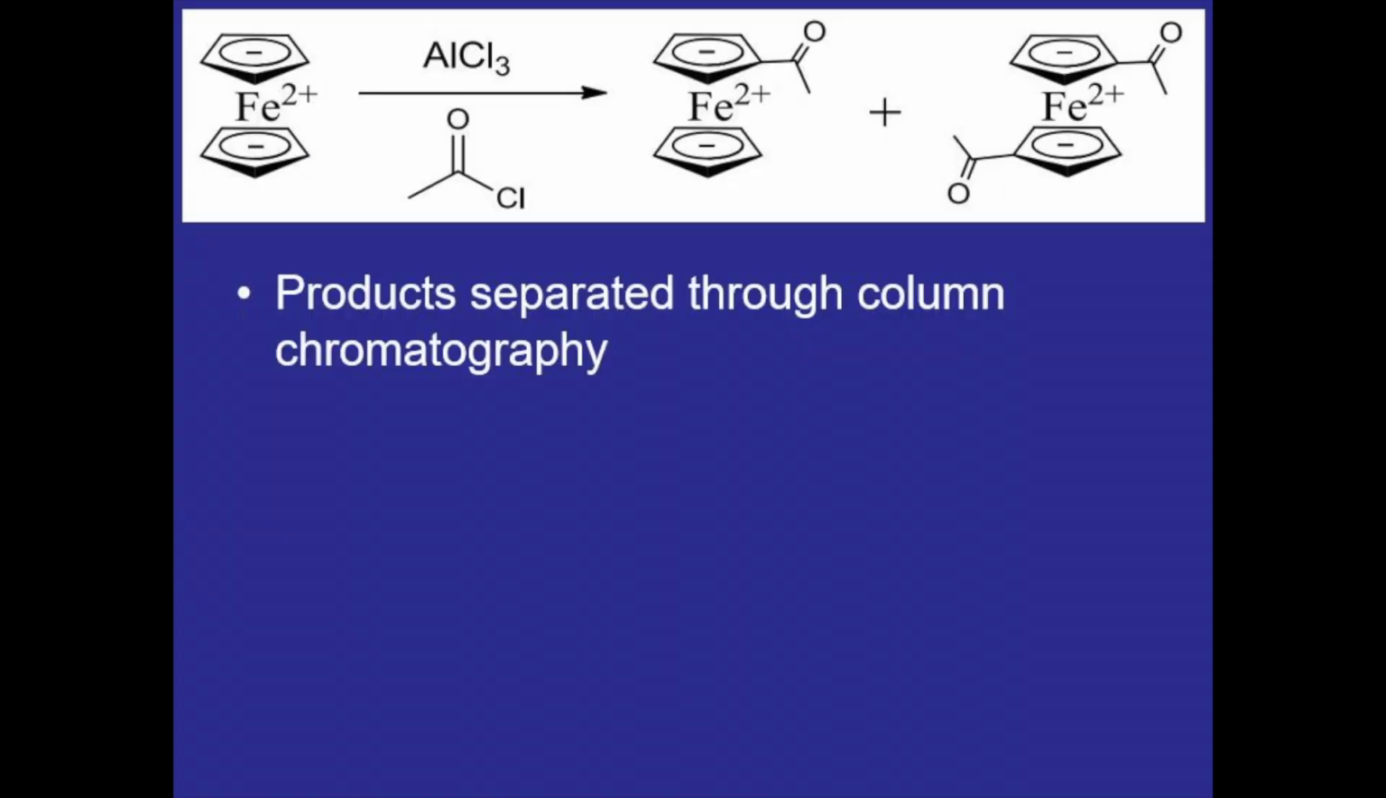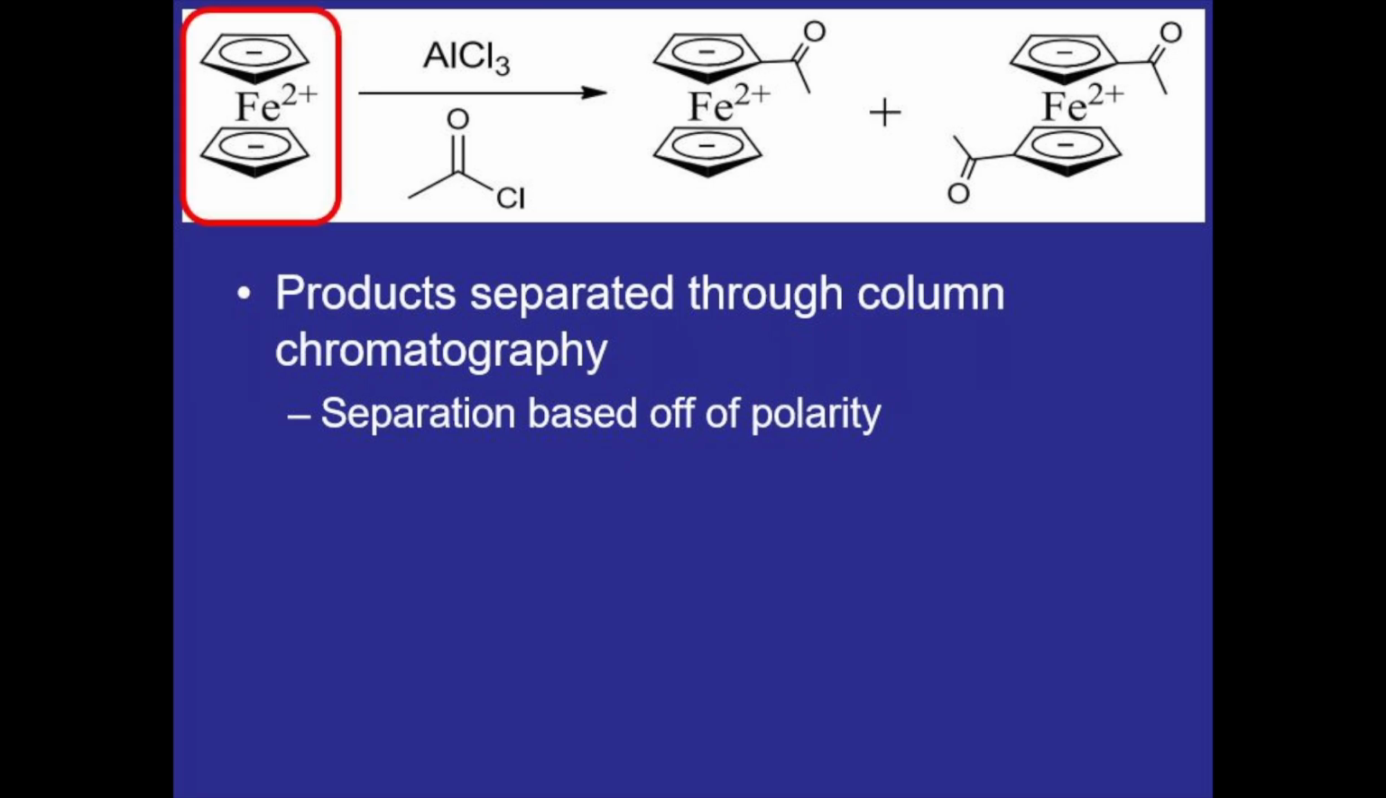To separate the 2 products from each other, we're going to be using column chromatography, which separates things based off of their polarity. So if we had any ferrocene left over from the reaction, it would be the least polar. Basically, it's just the 2 rings on the outside. And then the mono product increases in polarity by a little bit with that additional acetyl group. And then the di product would be the most polar since it has 2 acetyl groups.